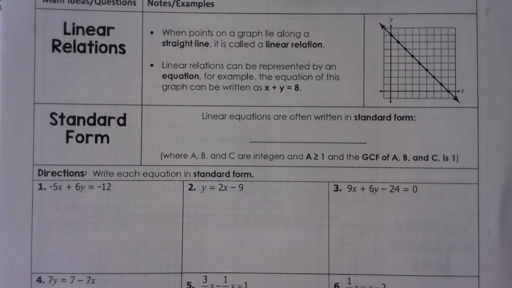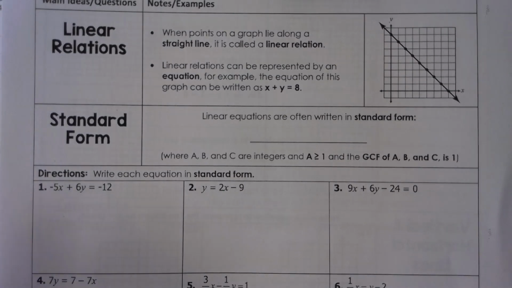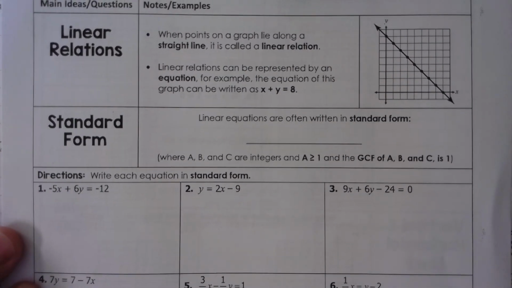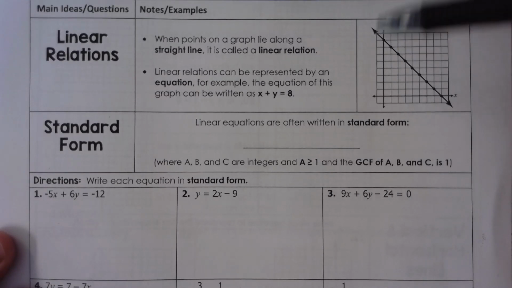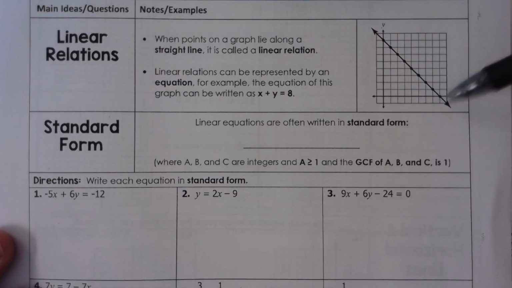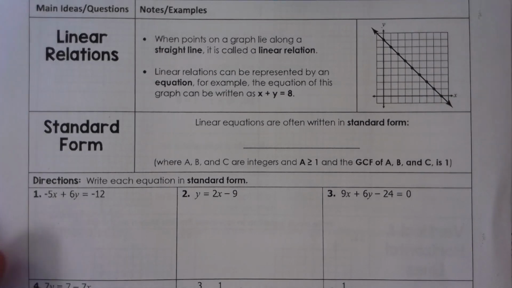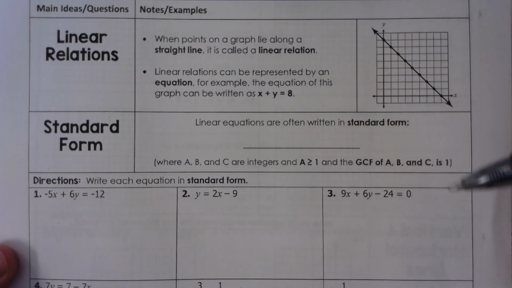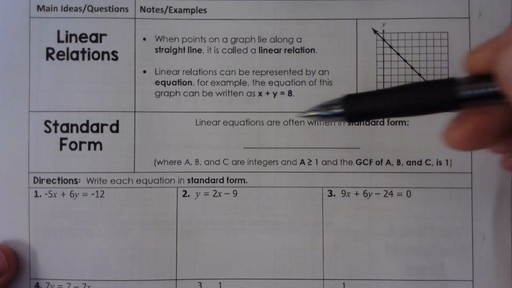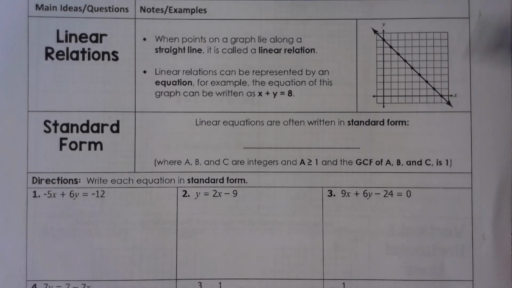Alright, so we've got linear relations in standard form that we're going to talk about today. A linear relation is any time that we've got an ordered pair or sets of ordered pairs that form a straight line. We call that a linear relation. And the biggest part of the time we will have linear equations written in standard form.